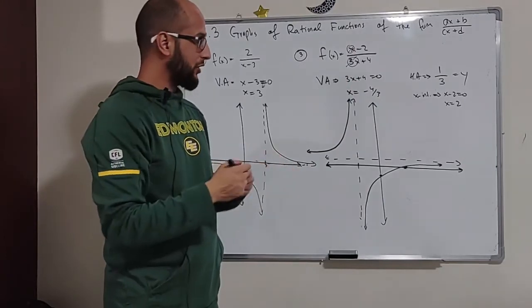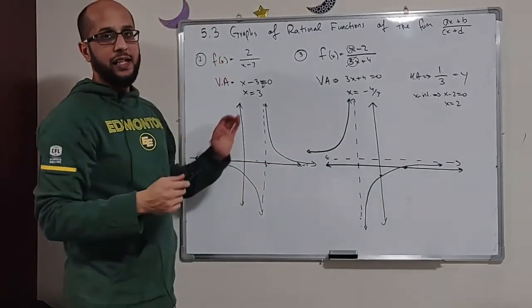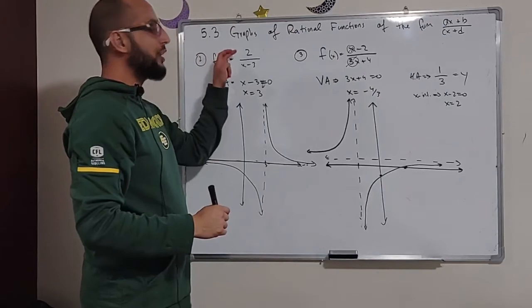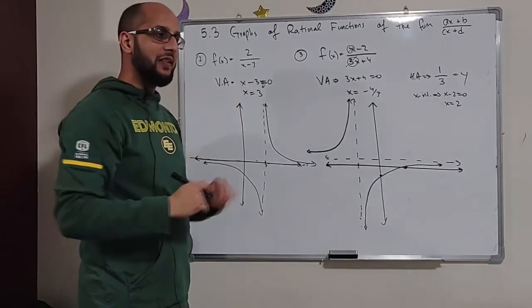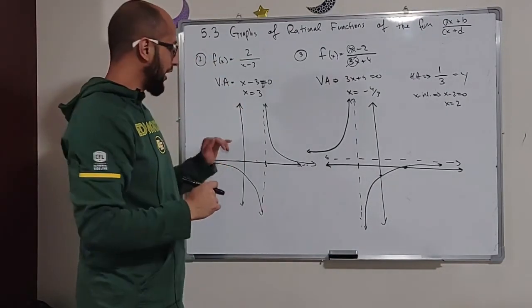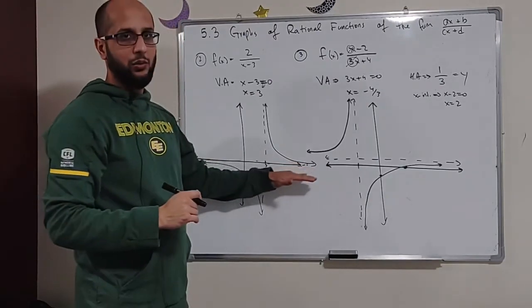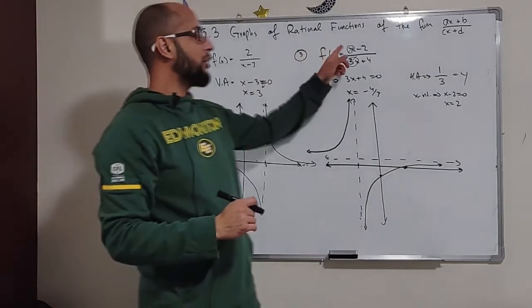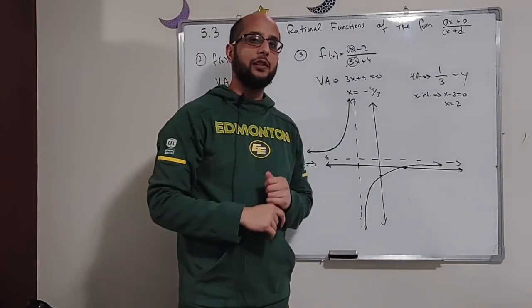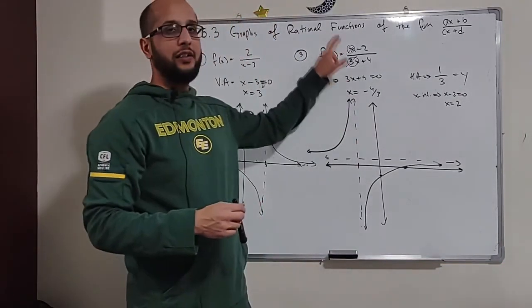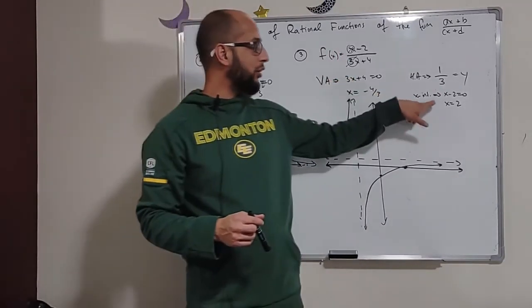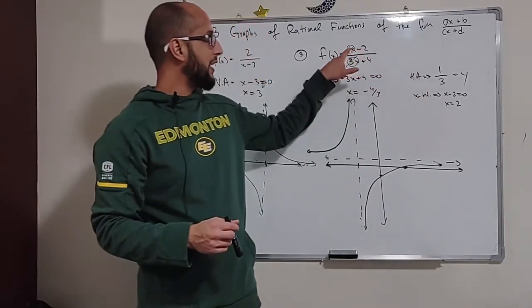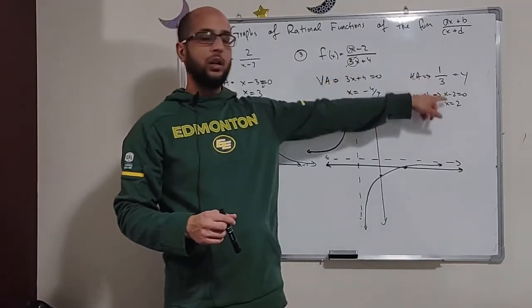What are the key factors to understanding here? Horizontal asymptotes. If the degree of the numerator is less than the degree of the denominator, you will have the horizontal asymptote at 0. So that's the x-axis itself. If the degree of the numerator is equal to the degree of the denominator, you would just divide the leading coefficients to figure out where the horizontal asymptote would be. In this case, x over 3x would be 1 over 3.